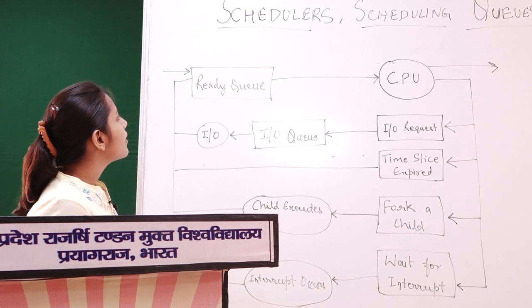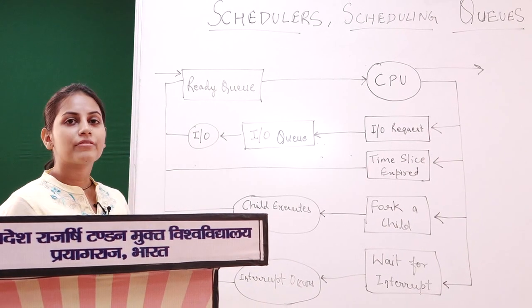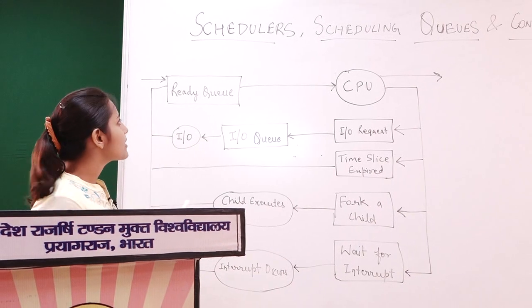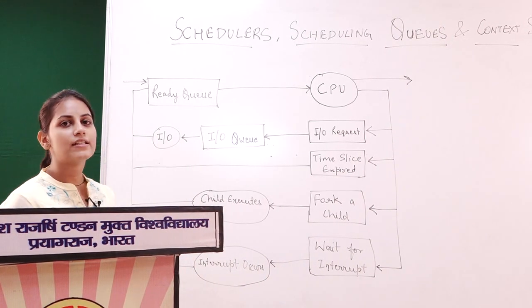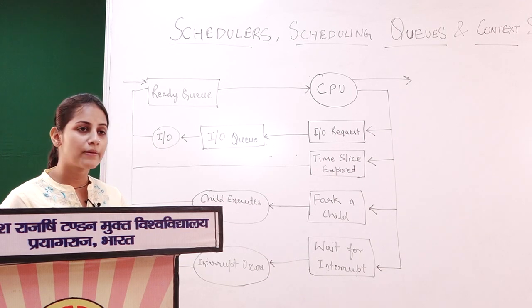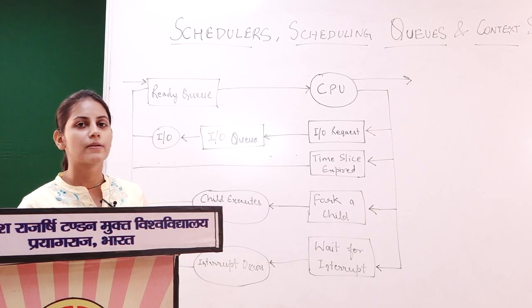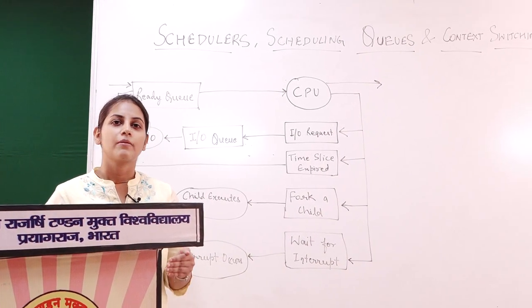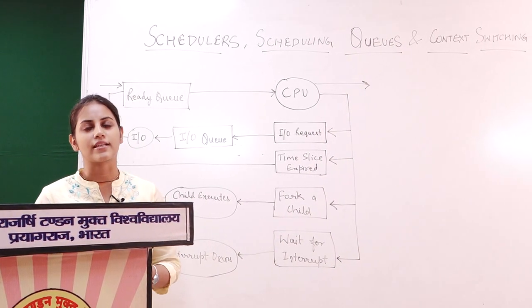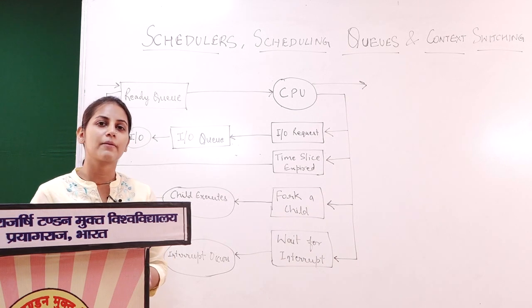Now, you have by now understood that the processes are going to be kept in the ready queue and will be selected by the CPU for execution. Similarly, in batch systems, the processes are submitted to the operating system before execution of any process. So, all the processes are submitted once.